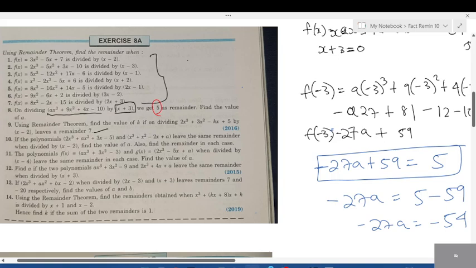Okay. Leaves the same remainder. When the concept leaves the same remainder, you have to make both the polynomials equal. F of x is equal to g of x. Whatever answer you get, write the equation together. You will find the value of a.